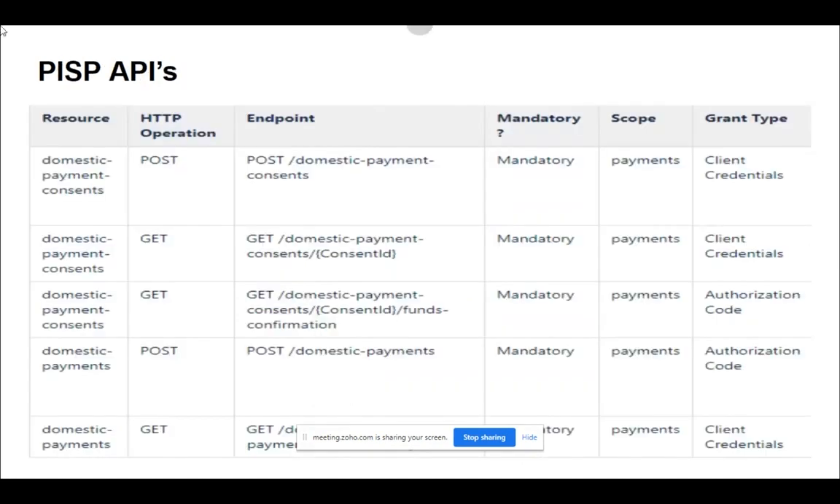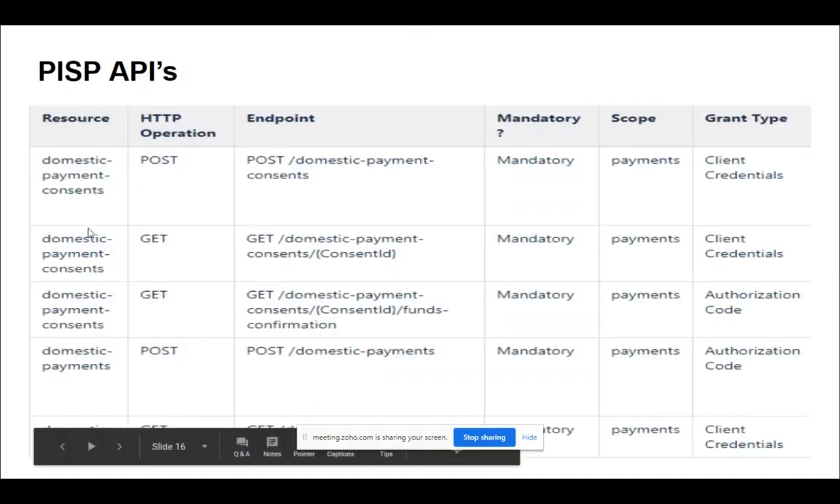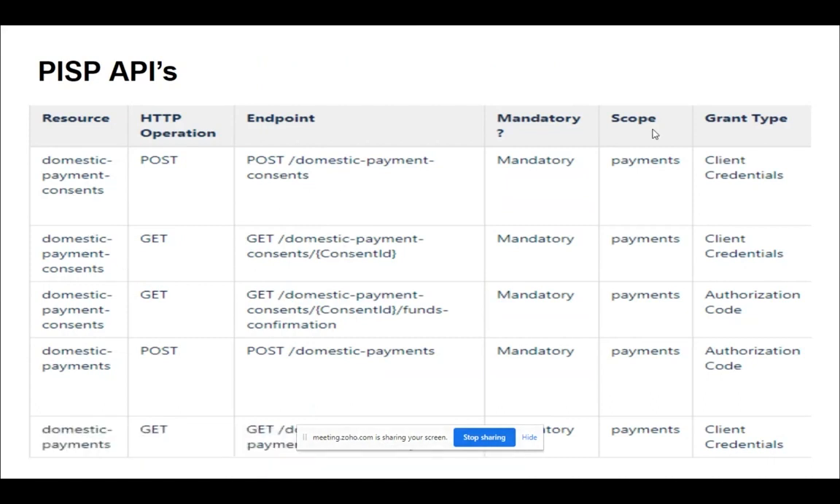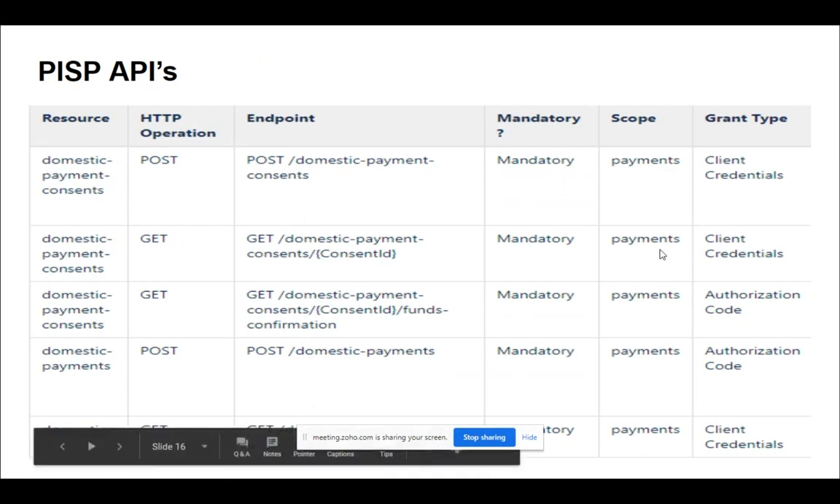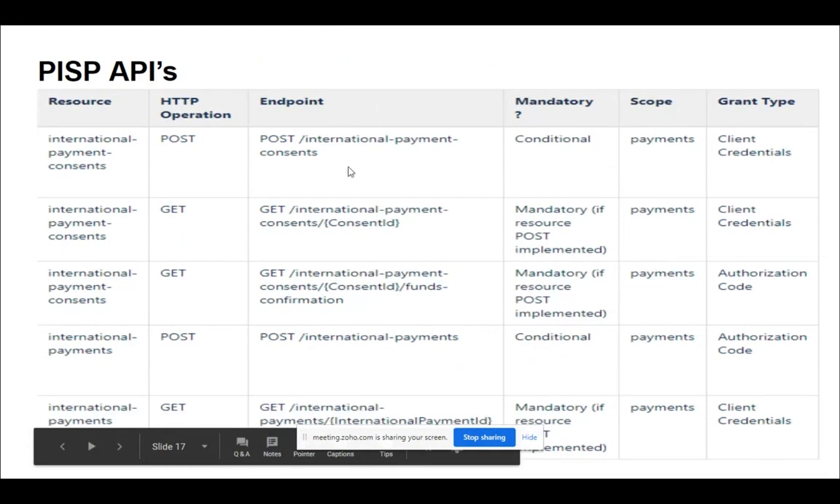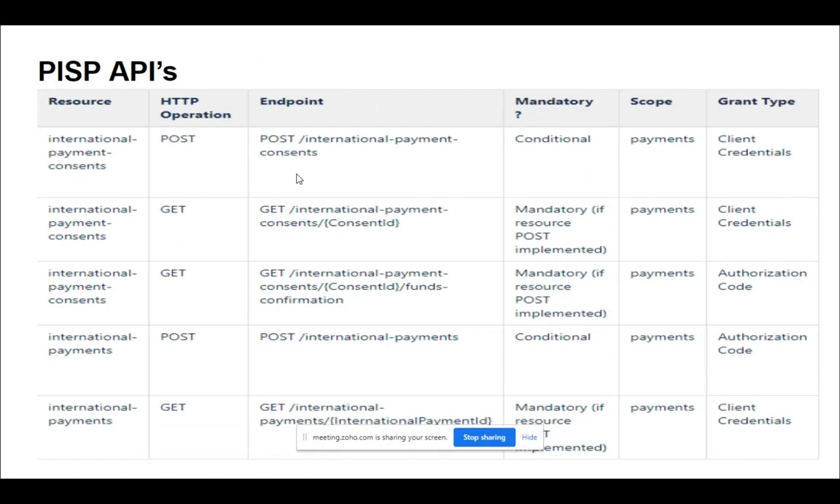Here you are doing the consent management, and even when the TPP gets identified, there's still consent management. So there are various APIs: domestic payment consent, you can create the domestic payment, and you can get the status of your payment. Similarly, we have the international payment: you can create the international payment and fetch the status of the international payment.